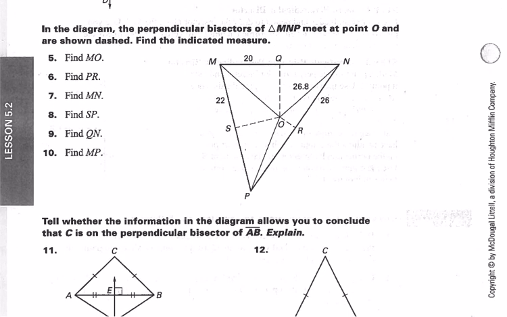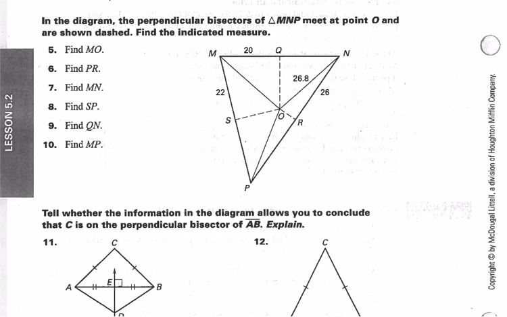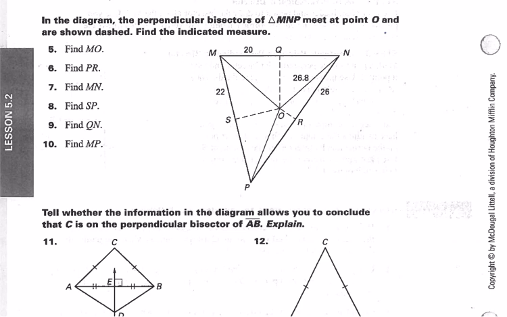Looking at these perpendicular bisectors, it creates something called the circumcenter. That is the point of concurrency for perpendicular bisectors.